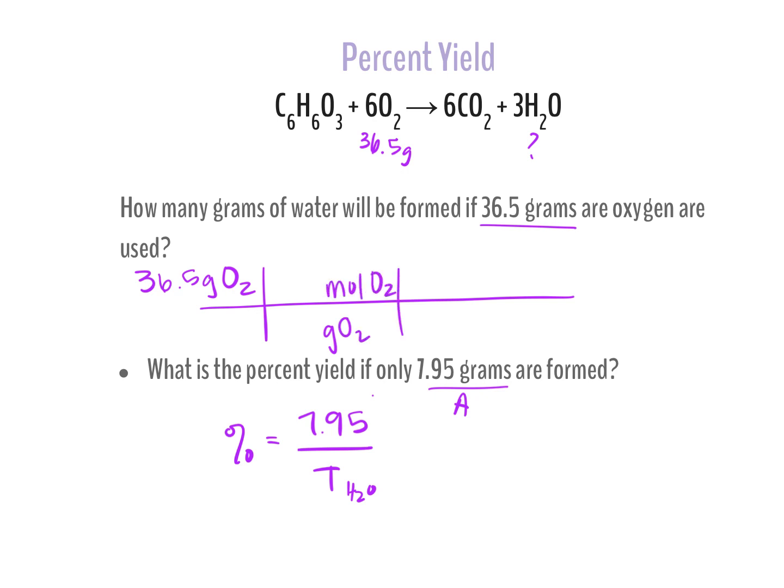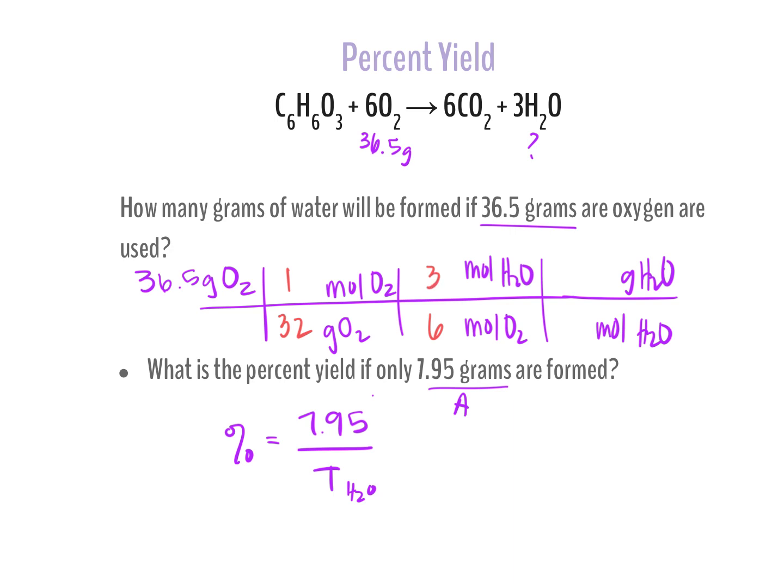Grams to moles. What's my next step here? Moles of oxygen to moles of water. Good. And then we'll go moles of water to grams of water. Okay. We're going to go ahead and fill in our numbers here. Where do these values come from right here? They come right from our balanced equation. That's our mole ratio step. Then we're back to 1 and our molar mass.